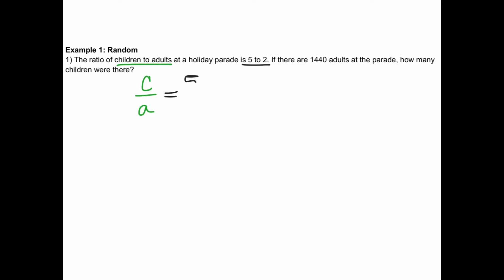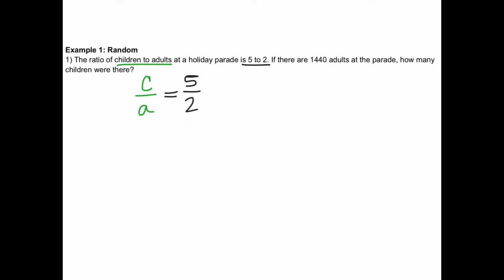So the order matters. Children to adults is 5:2. And I hope that makes sense for this situation, that there's a holiday parade. There's going to be more kids than there are adults. So children to adults equals, in math, 5:2.